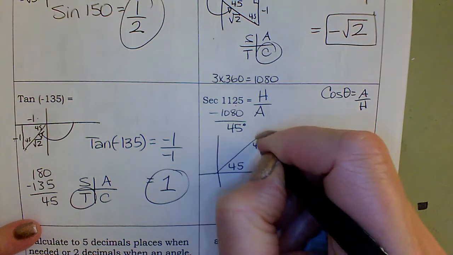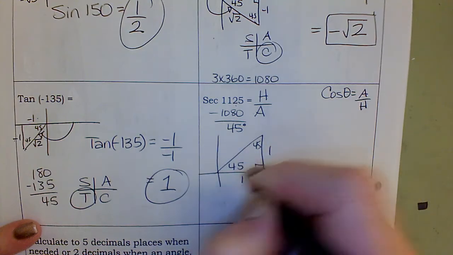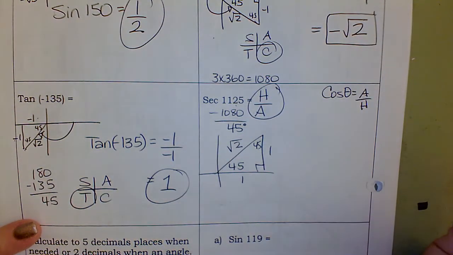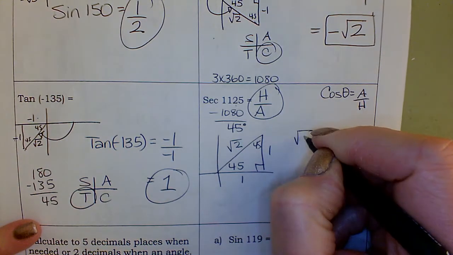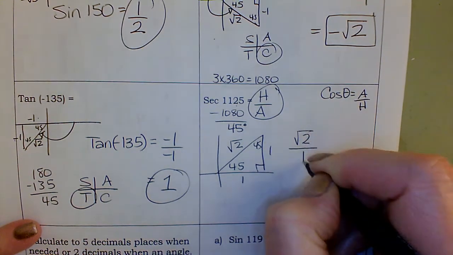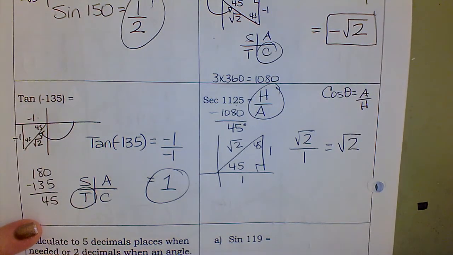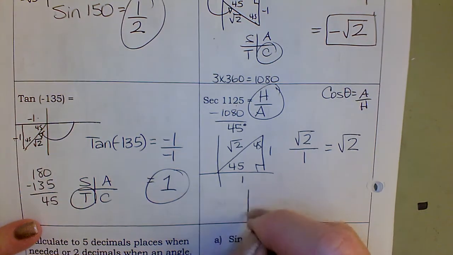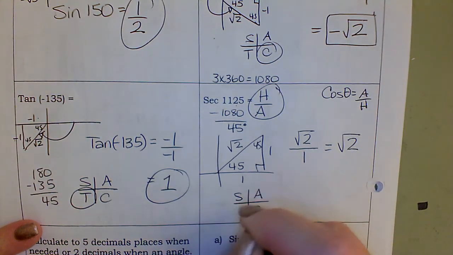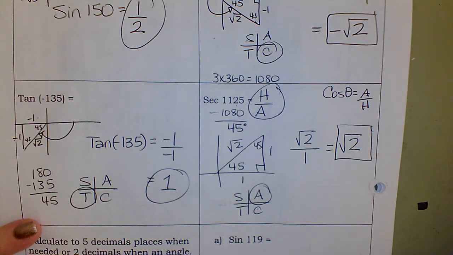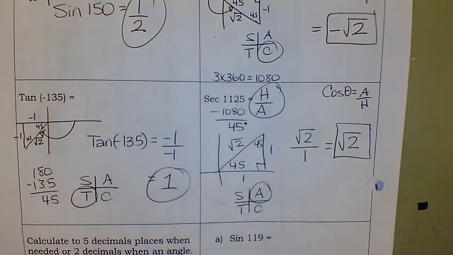So I got a 45, 45, 90, 1, 1, root 2, and we found it to be hypotenuse over adjacent, which is 1, so root 2. We didn't have any rationalizing of the denominator, but you may get that in your assignments. And just make sure, CAST rule, everything's positive in that quadrant, so I didn't need to do that. But all right, so that's exact values.